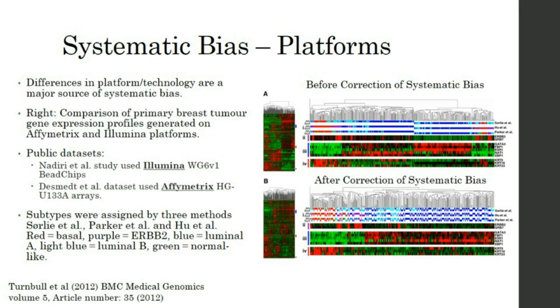After correcting these data sets with Combat, in this case we used the Combat method, you can see in figure B here, where now all of the basal intrinsic samples, the red ones, have come together, the light blue ones have come together, and the dark blue ones have come together. So we have significantly increased the sample number in this data set available for a meta-analysis. So further details of this work are, of course, available in that paper.